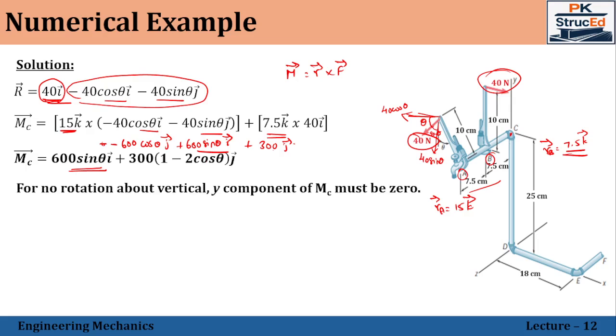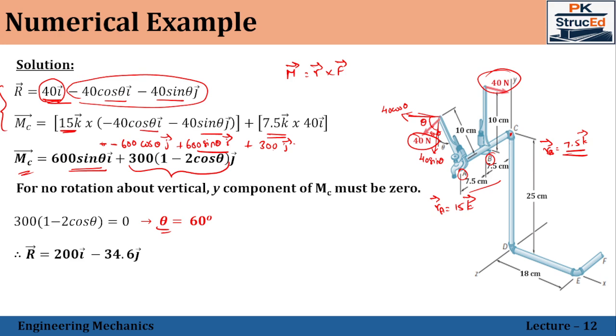Now they gave the condition for no rotation about the vertical with respect to point C. The y component of MC, that is the moment about the point C, must be 0. That is, the j component of the moment about the point C should be equated to 0. That is 300 into 1 minus 2 cos theta equals 0. Solving, you will get the angle theta, which is 60 degrees. Now we can substitute the value of 60 degrees in both equations, that is the resultant force as well as the moment about the point C, and get the value of the resultant as well as the moment.